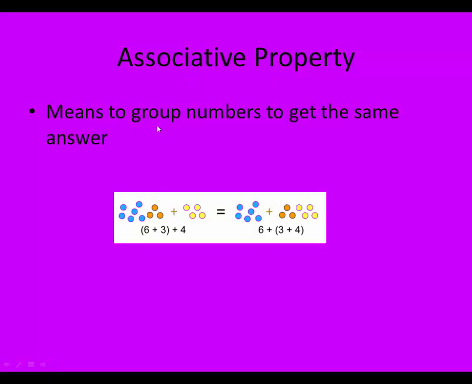Associative property means to group numbers to get the same answer. So if we have 6 plus 3 plus 4 and we group 6 plus 3 in the parentheses, but then in the other equation we group 3 and 4, we are still going to get the same answer. We're just grouping them differently. So that's the associative property, when you group and combine them differently to get the same answer.